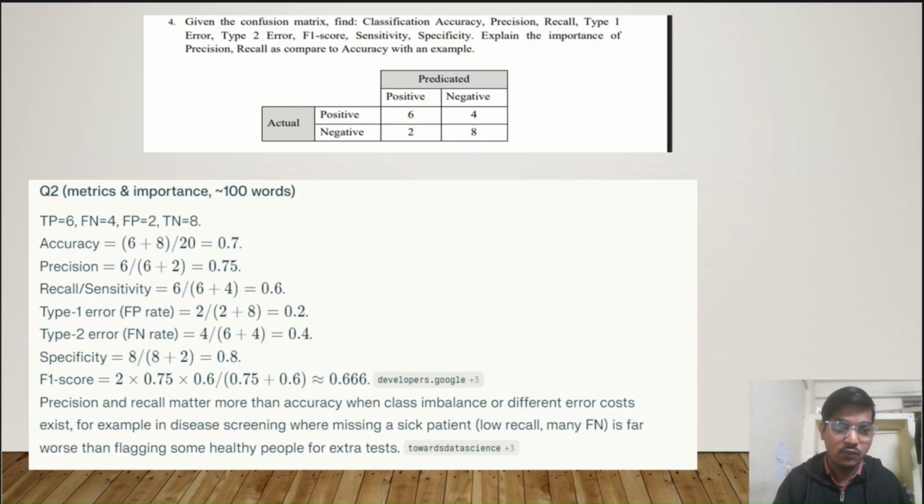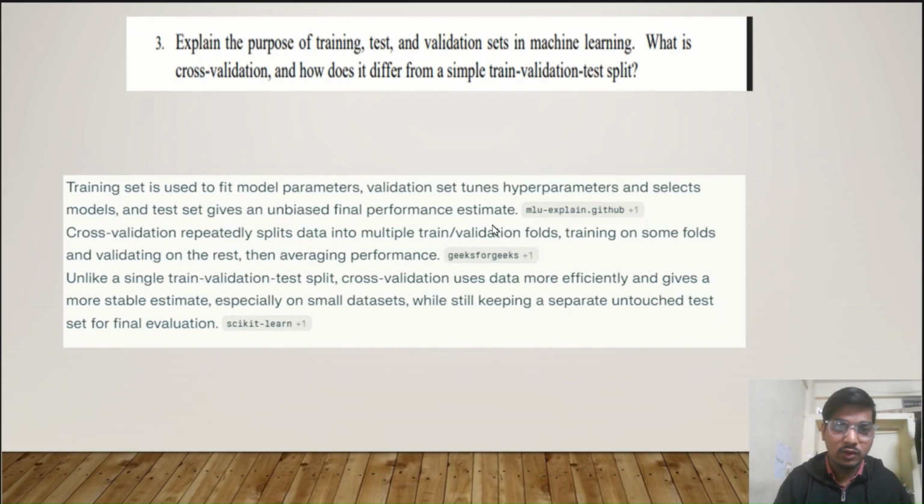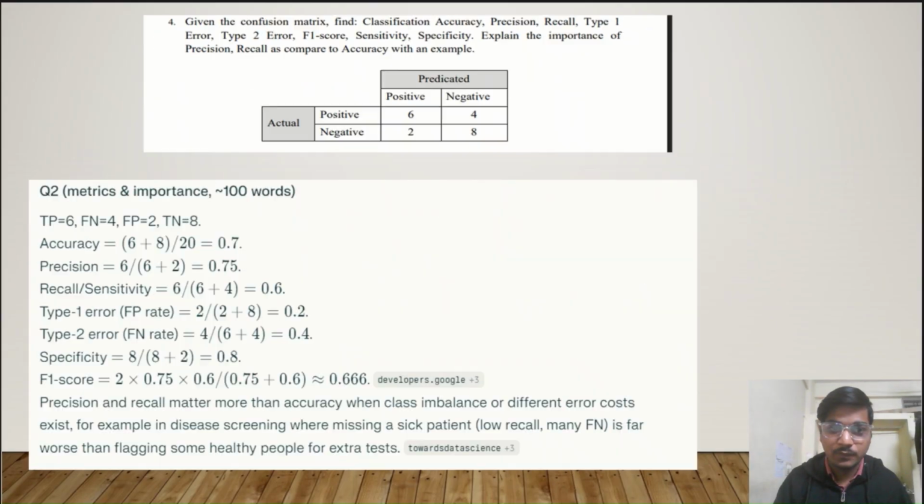Now, question number four. Question number four asks, given the confusion matrix, to find the classification accuracy, precision, recall, type 1 error, type 2 error, F1 score, sensitivity, and specificity. So first, true positive is equal to 6, false negative is 4, false positive is 2, and true negative is 8.